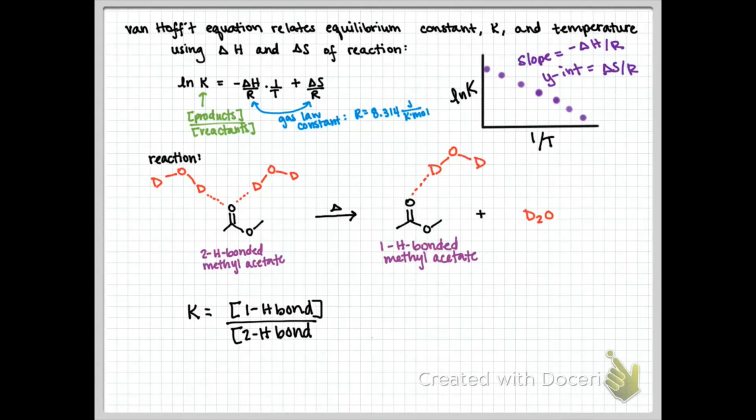So our equilibrium constant K is then equal to the concentration of the one hydrogen bond species divided by the concentration of the two hydrogen bond species, because we want products over reactants and we won't include pure water. And because of Beer's law, we know that that is equal to the absorbance at approximately 1725 inverse centimeters divided by the absorbance at 1705 inverse centimeters.